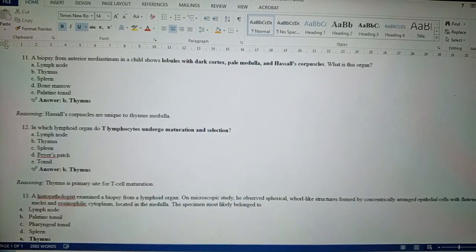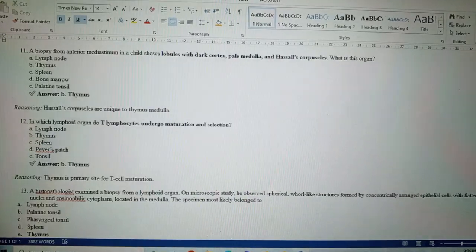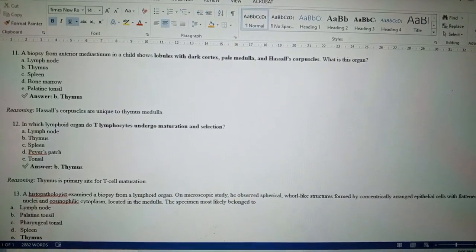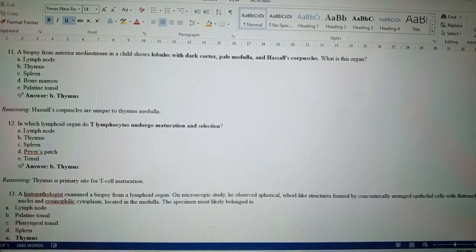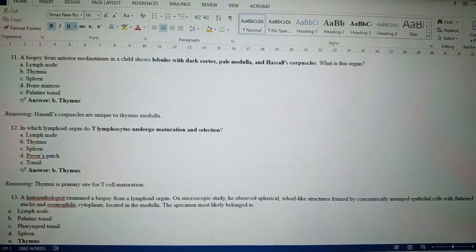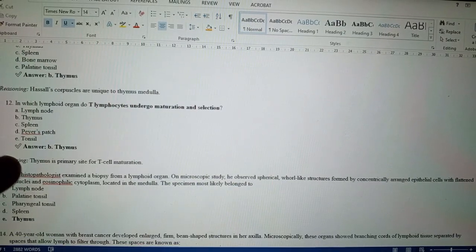Obviously, because I have already told you in my previous video, if you have seen it, that whenever you see Hassall's corpuscle in any MCQ, you mark the thymus option by closing your eyes. Hassall's corpuscles are unique to the thymus medulla.